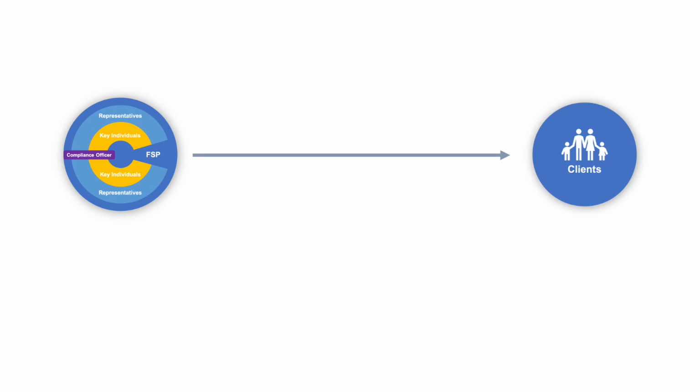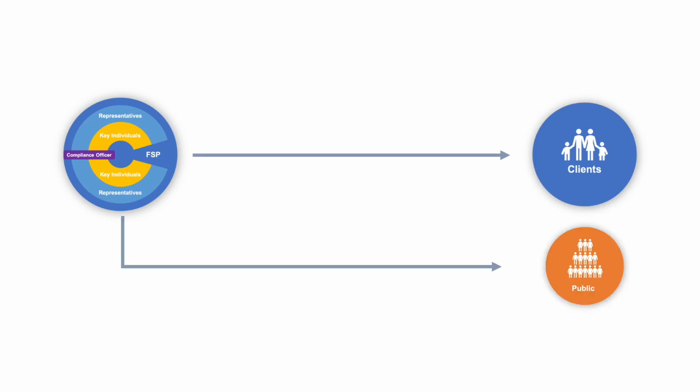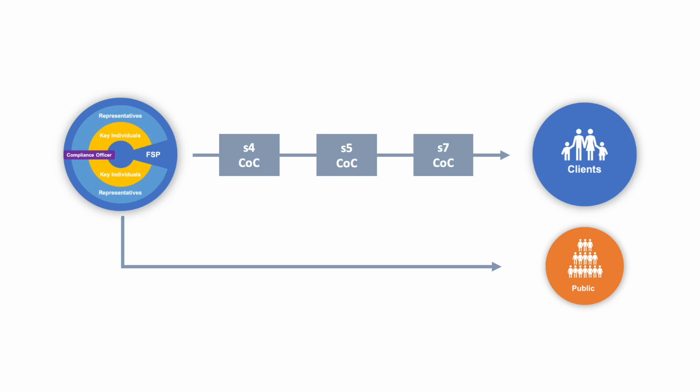Disclosure by the FSP can be split into two sections, being disclosures to the client and disclosures to the general public. Section 4, 5, and 7 of the Code of Conduct relate to disclosure to the client. And Section 14 of the Code of Conduct relates to disclosure to the general public. Firstly, let's take a look at Section 4.